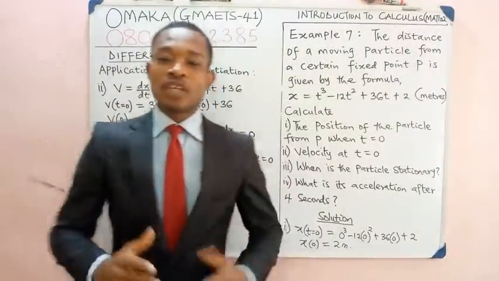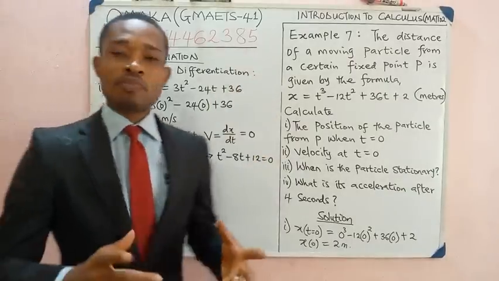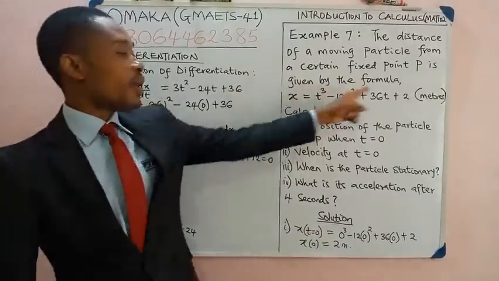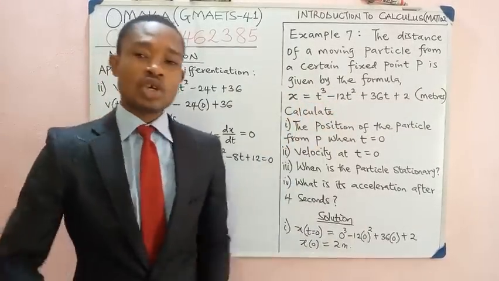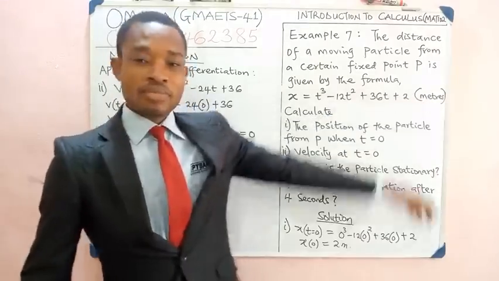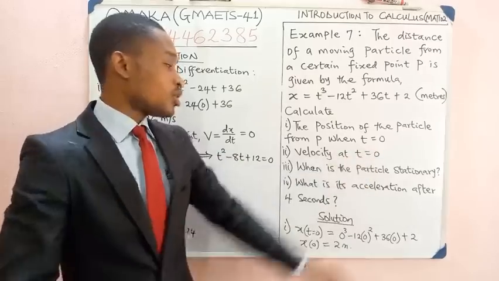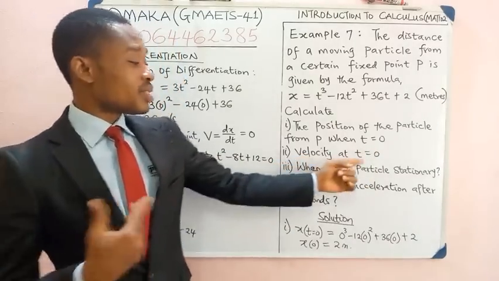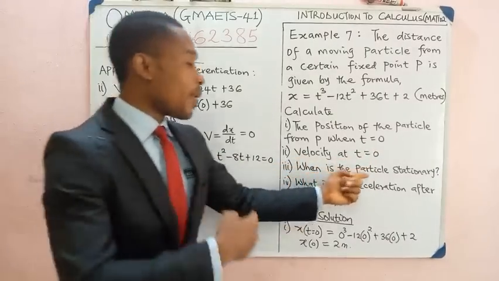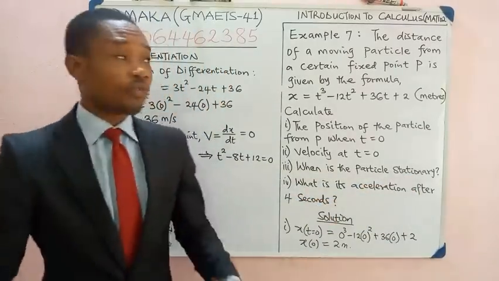And now we have example number 7 on the board here. The distance of a moving particle from a certain fixed point P is given by the formula x equal to t cubed minus 12t squared plus 36t plus 2, in the unit meters. Calculate the position of the particle from P when t is equal to 0, the velocity at t equal to 0, when the particle is stationary, and what its acceleration is after 4 seconds.